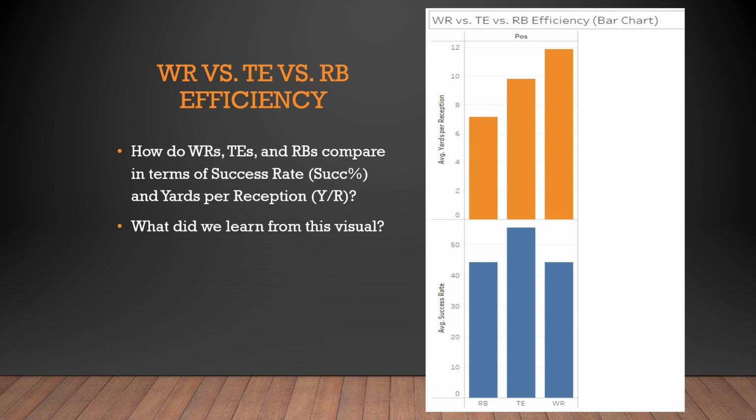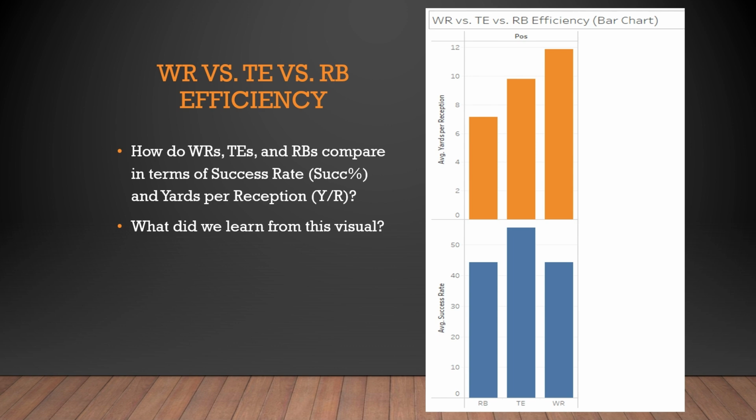This slide addresses the question, how do wide receivers, tight ends, and running backs compare in terms of efficiency metrics such as success rate and yards per reception? This bar chart visualizes two key metrics, yards per reception and success rate. The yards per reception is shown in orange and the success rate is displayed in blue.